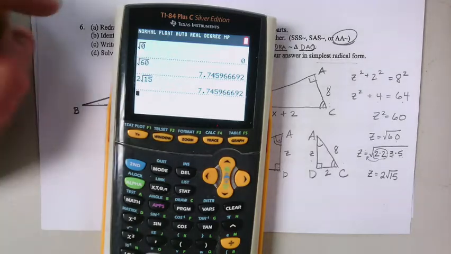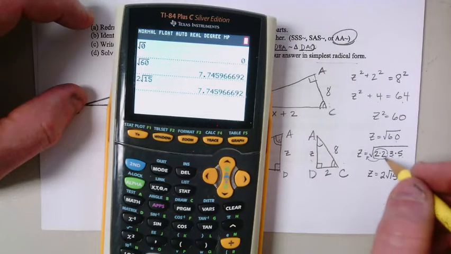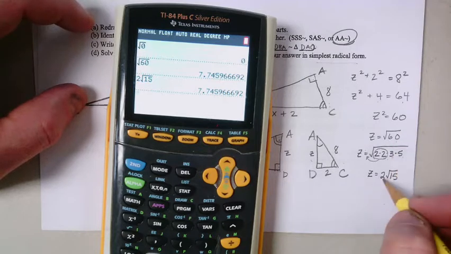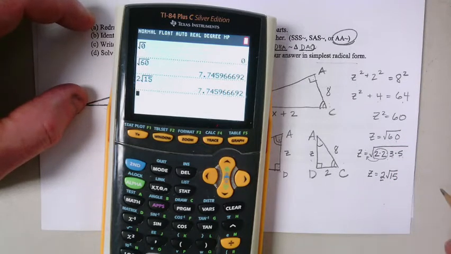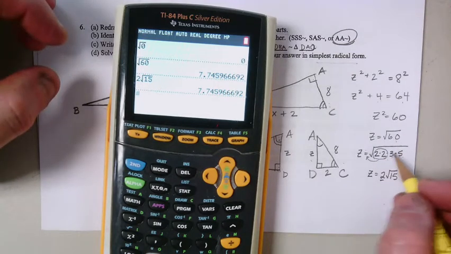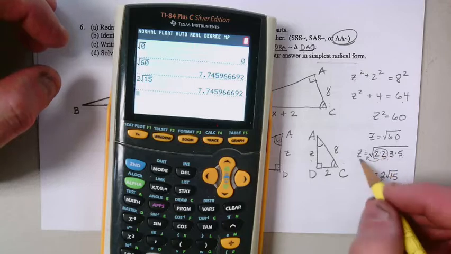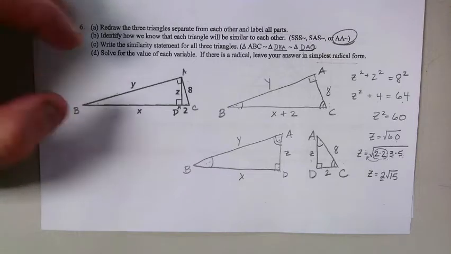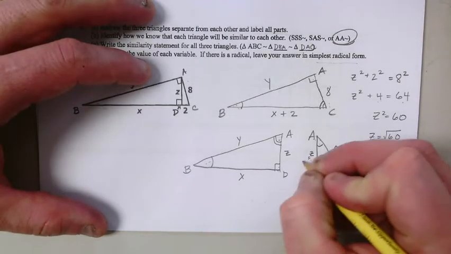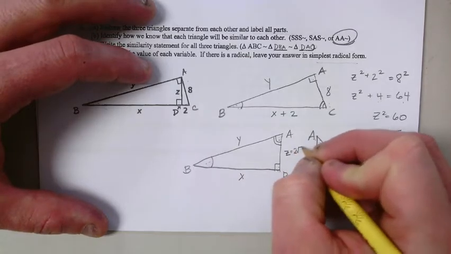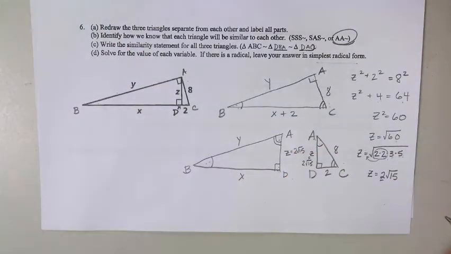Now, I could have done this quicker. I could have said 4 times 15 is 60, and the square root of 4 is 2. But again, if you're just learning to do radicals, sometimes it's best to break it down into its smallest form and pull out any doubles as a single. But that is a perfect square of 4. So now I know that z is 2 radical 15. Again, there won't be any radicals in the test, so don't be concerned about that.